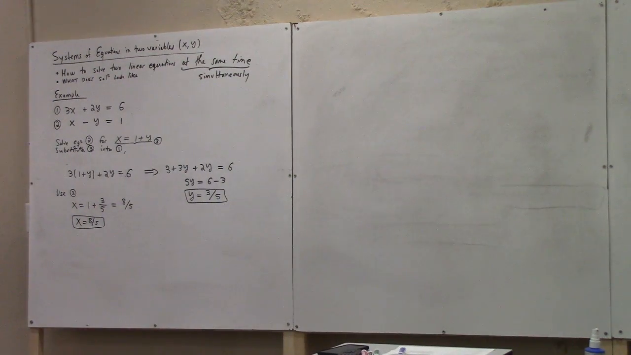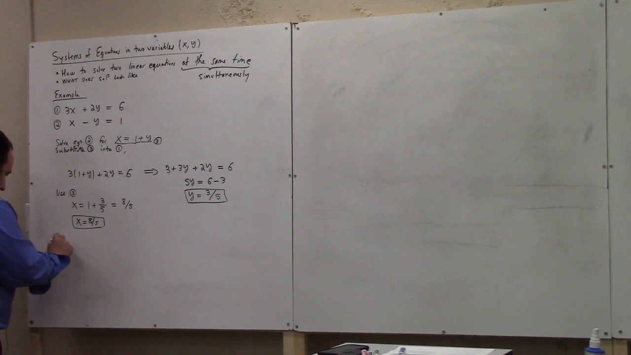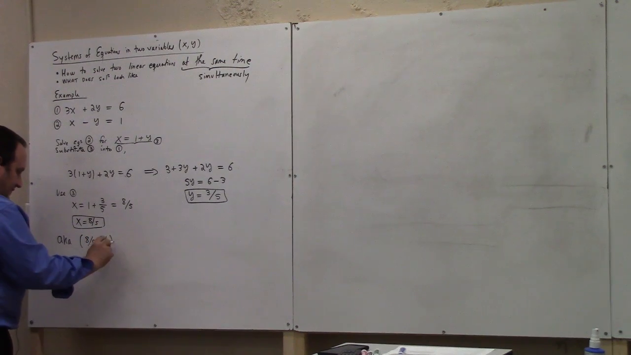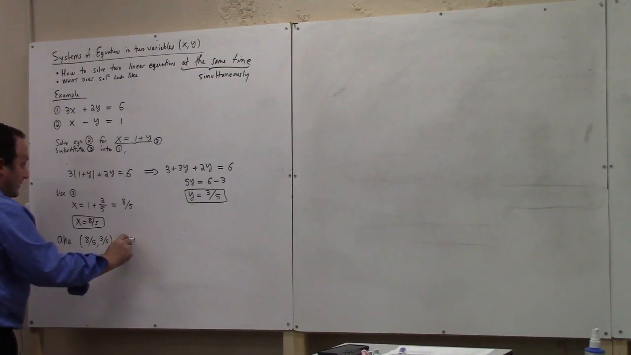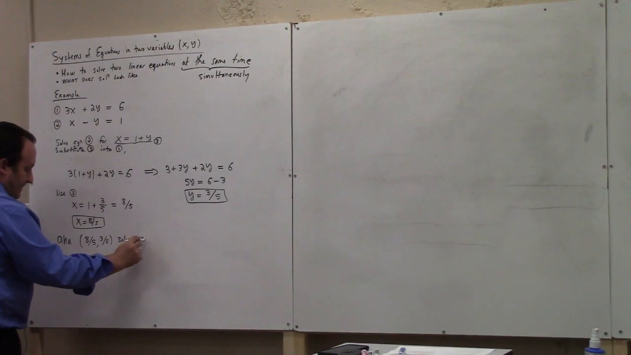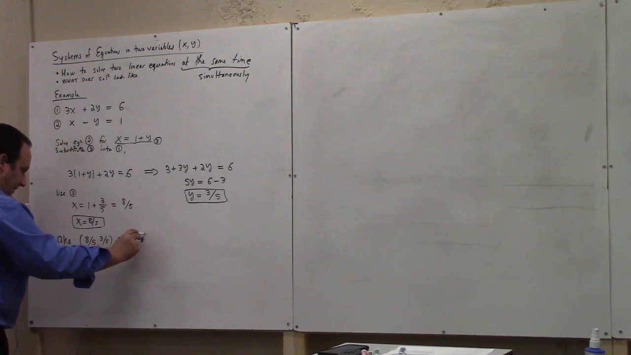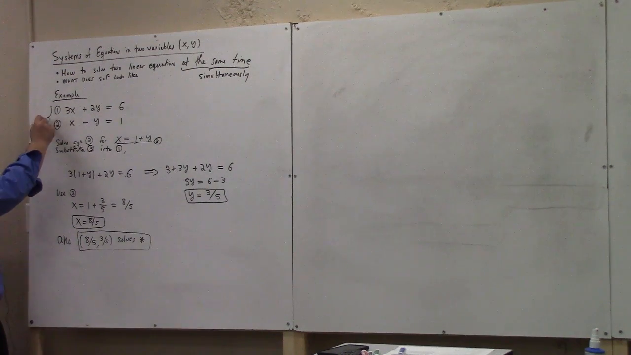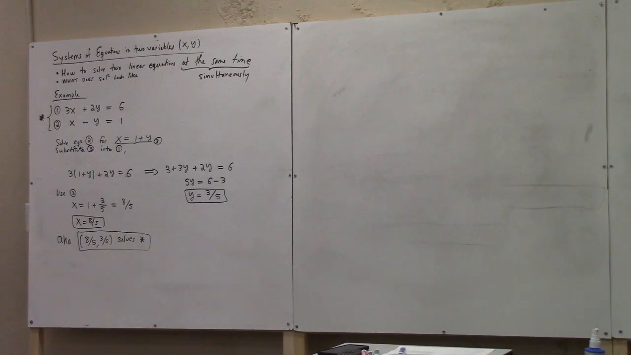So oftentimes, because we're solving them together, we write the solution as a pair. So the solution, 8/5, comma 3/5, solves star. And you're like, well, what's star? Well, I'm calling this system, both of these collectively, star. Star is the name of the system of equations. We have to solve both equations at once.